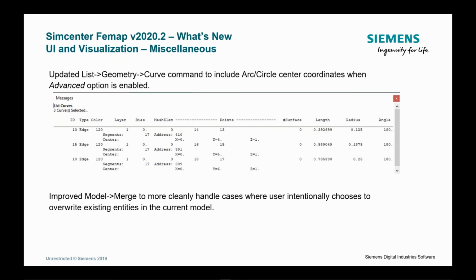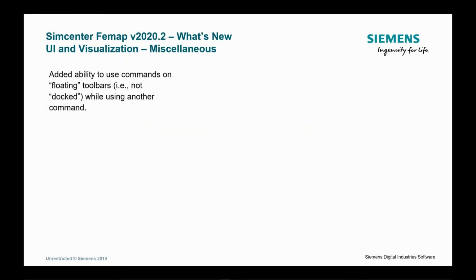And then also they've improved the model merge command to more cleanly handle cases where you're trying to overwrite entities in the current model. I've investigated this. I don't think it's a change to the front end, but it must be something in the back end because it doesn't look any different from 2020.1 to .2.